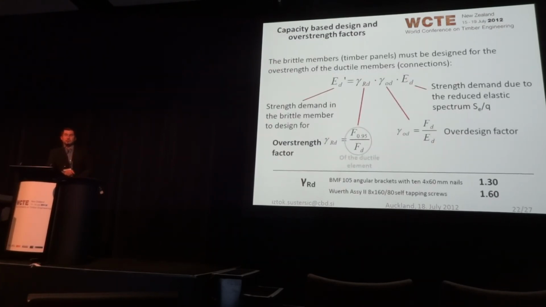And just a short word on the overstrength factors. I shan't be going into details because I don't have the time, but we've come up with those values. Unfortunately, the number of specimens tested was very, very small, though these numbers actually correlate quite well with what some other researchers have come up with. The angular brackets exhibit an overstrength factor of 1.3 and the screws of 1.6.